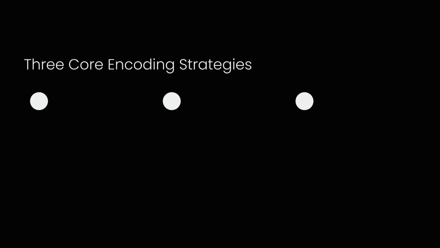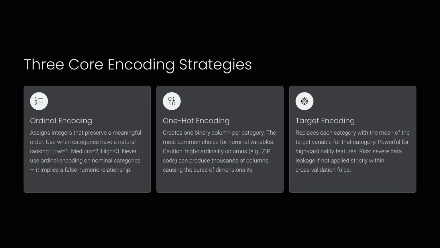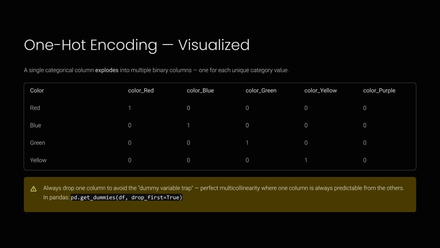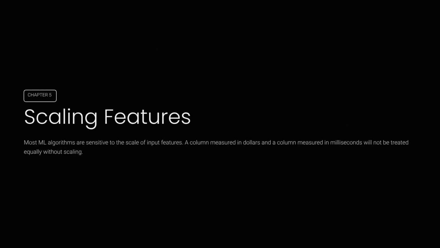Chapter 4 focuses on encoding categoricals. Categorical variables must be transformed into numbers for machine learning algorithms. The wrong choice can significantly mislead your model. The 3 core encoding strategies are ordinal encoding for ranked categories, one-hot encoding for nominal variables, and target encoding, which is powerful for high cardinality features but risks data leakage. One-hot encoding expands a single categorical column into multiple binary columns. Remember to drop one column to avoid the dummy variable trap of perfect multicollinearity.